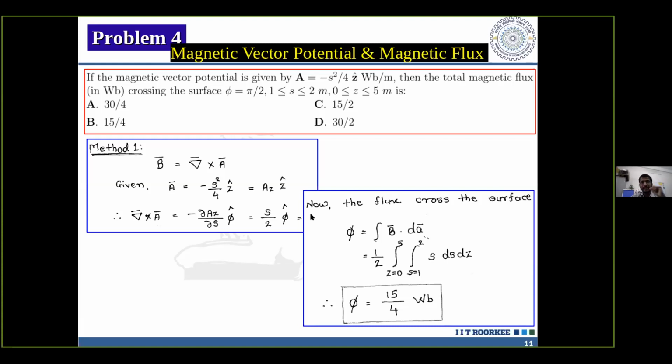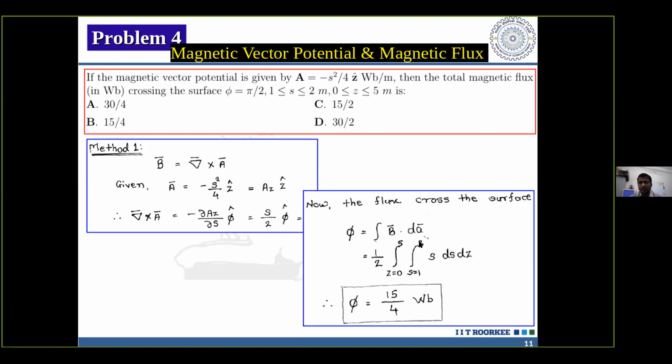Integration over the surface. Now the surface is defined. This integration is along phi cap, and what is constant in this case? Phi is constant, which is pi by 2. So the vector for this surface is along phi cap, and it is nothing but S ds dz phi cap. Or maybe I missed something. Yeah, okay. When you substitute that, you will get 15 by 4.